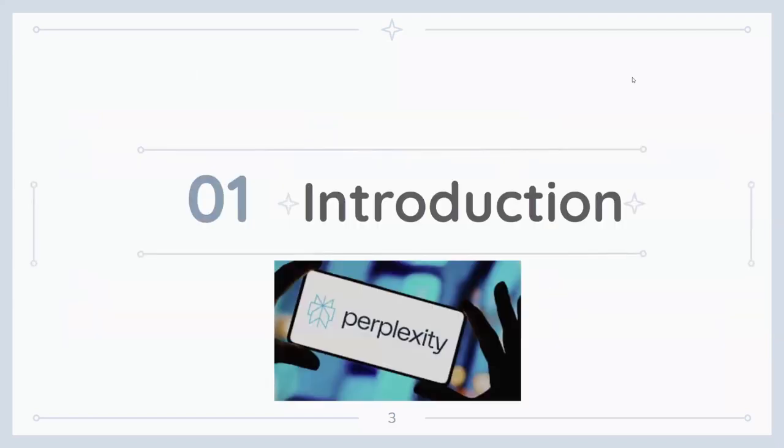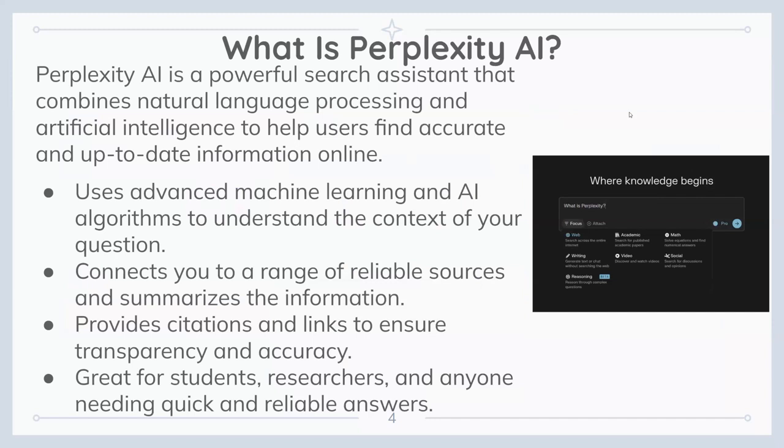So first, introduction. So what is Perplexity AI? Perplexity AI is a pretty powerful search assistant tool that combines natural language processing and artificial intelligence to help users find accurate and up-to-date information online. Just to simplify that, it's kind of combining what Google search does, this natural language searching things on the internet, but then it's also combining that ability with AI, artificial intelligence.